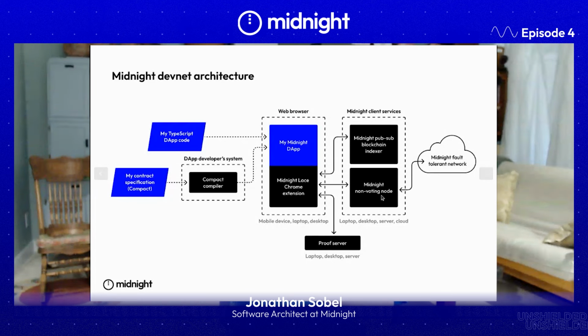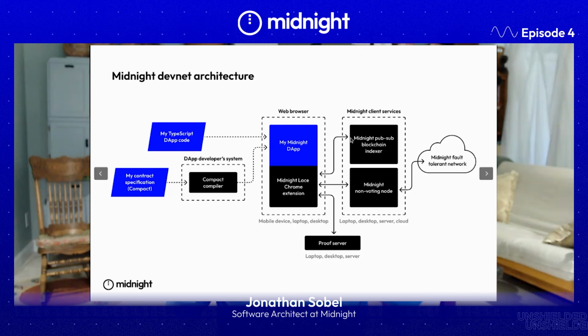And then there are indexers that watch that and turn the data into a useful form that DApps can subscribe to. And so I've drawn here the main observer node and an indexer, and I call those the client services. And those could run on a laptop or off in the cloud or on a desktop or a server or anything. And on this side is the DApp that runs typically in a web browser. And that could run on a mobile device, your laptop, or again on a desktop.